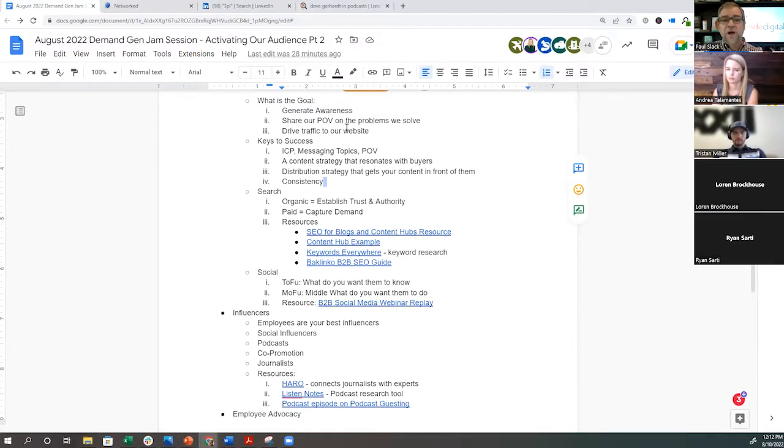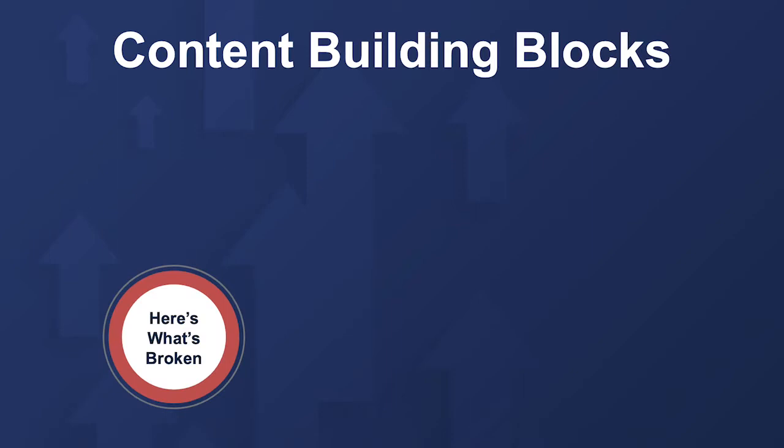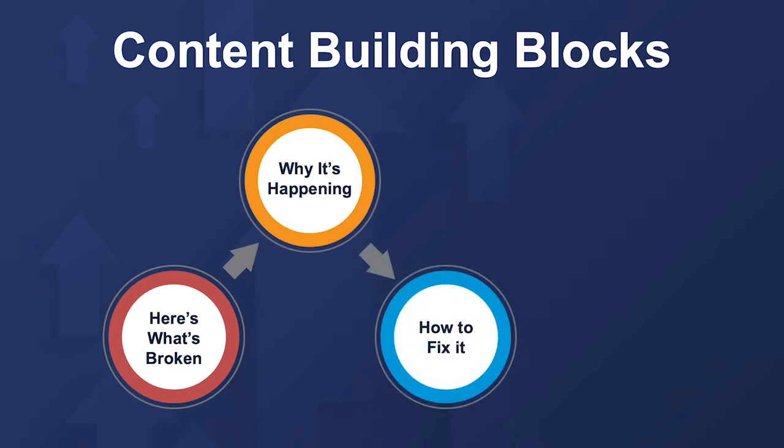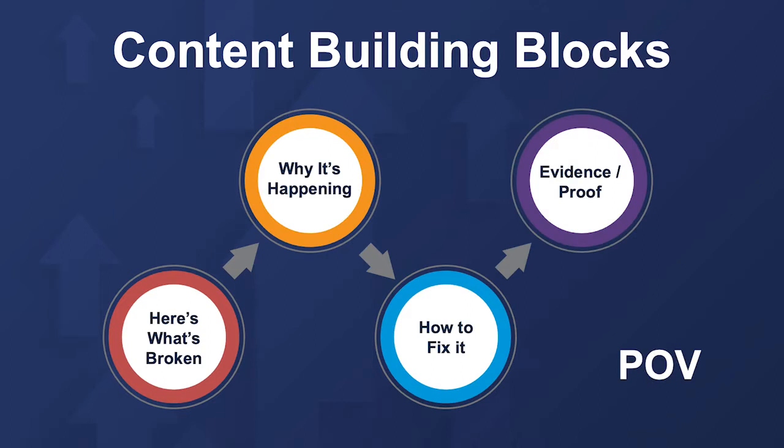We've talked about driving traffic to our websites, but we also want to generate awareness, but not just generate awareness of our brand, but generate awareness of our point of view on how we can solve problems. So one of the things we coach our clients on when they're thinking about their message or what they want to communicate in this activate your audience phase, it's really help your buyer understand what's broken in their business, like your point of view on what's broken in their business, why that's happening in their business, how you would fix it if you were working with them, and then finally evidence or proof that you can do it.